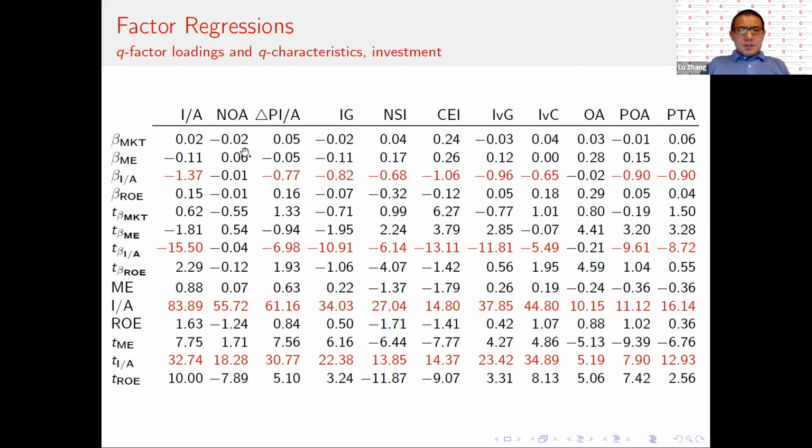In terms of loadings and characteristics, I keep reporting loadings and accounting variables together. This goes back to my earlier discussion about the philosophical point, because in my mind, covariances and firm-level accounting variables are all equivalent explanatory variables going forward in terms of, quote unquote, explaining returns.